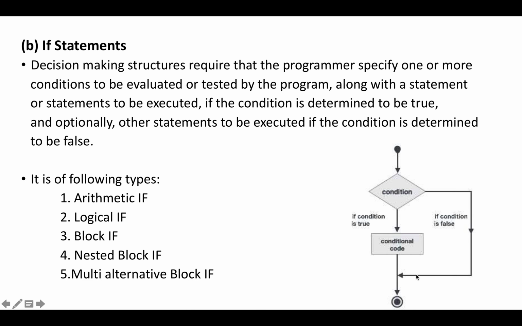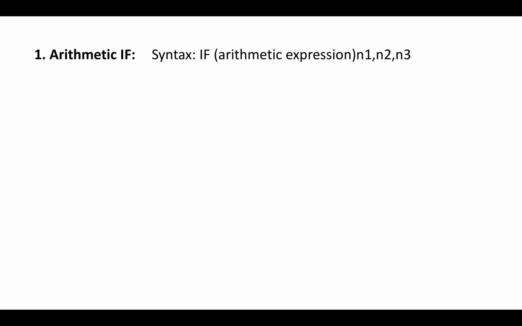Alright, so now this if statement is of the following types: arithmetic if, logical if, block if, nested if, nested block if, and multi-alternative block if. So first is arithmetic if. Its syntax is: if, in parentheses, a certain arithmetic expression which finally gives you a number, and outside the parentheses we have n1, n2, n3 separated by commas. So these are line numbers, label numbers in the program, already defined in the program.